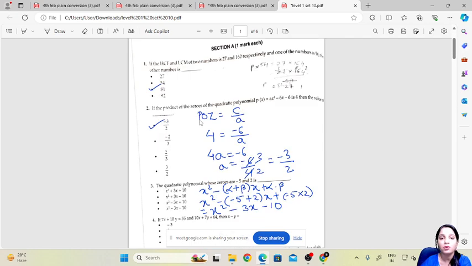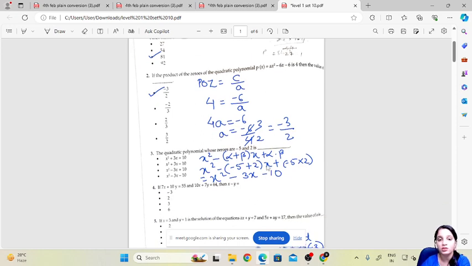Second, if the product of the zeros of the quadratic polynomial p of x equal to ax square minus 6x minus 6 is 4, then the value of a is. Product of zeros is given by c upon a, and here the product of zeros is given as 4, and the value of c is minus 6 upon a. So when we cross multiply, we will get a equal to minus 3 upon 2.